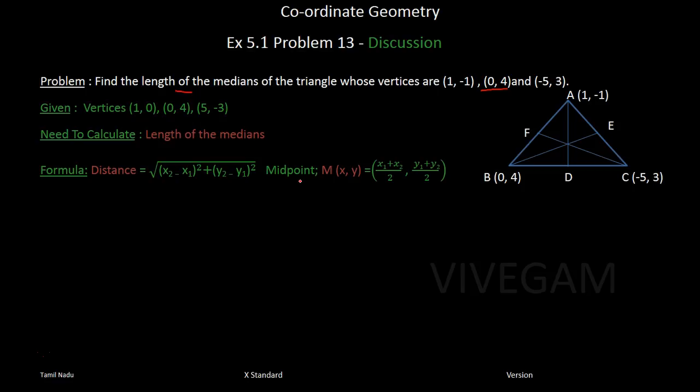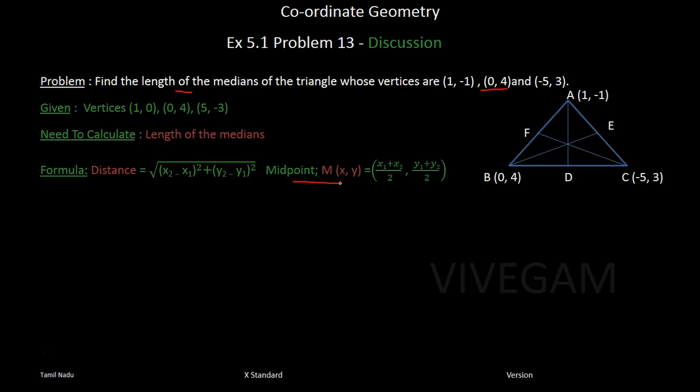Correct, it's a midpoint formula. It's not a section formula, because since it's a midpoint, we do not write the ratio l is to m. It's (x1 plus x2) by 2, (y1 plus y2) by 2. Okay, so it's a midpoint formula.